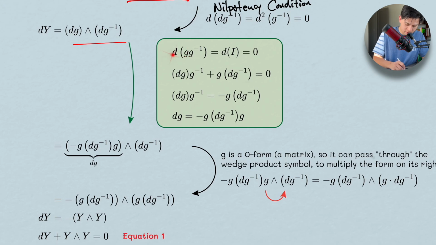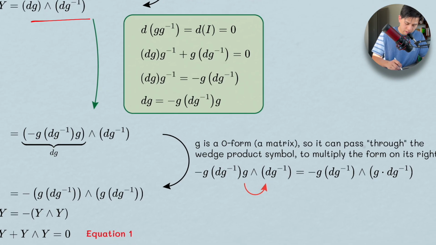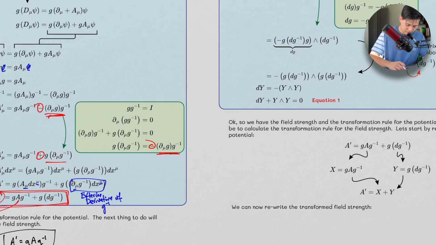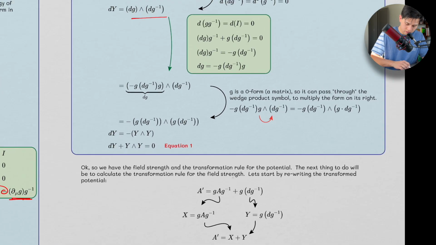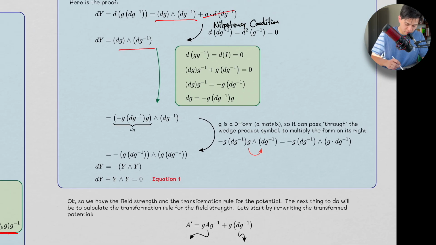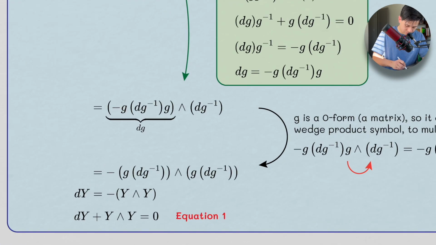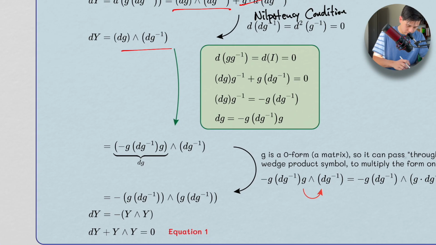The identity here is the exterior derivative of this is equal to the exterior derivative of the identity, which is 0. And then we're doing exactly the same thing that we've done right here, right? So that's why I put this in green. But that leads us to this, right? Because this guy right here, dg, that is this guy right here.